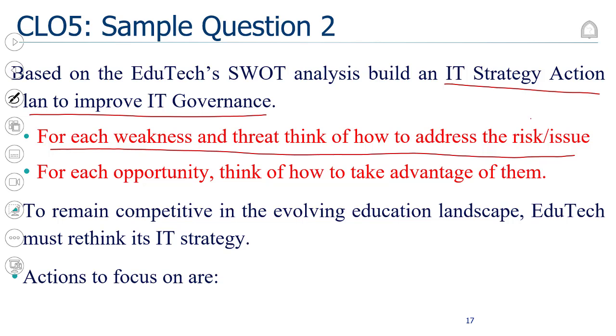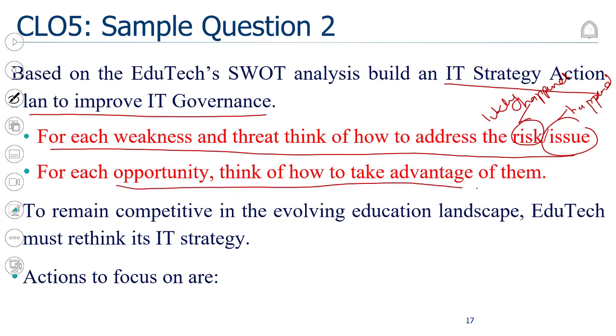Now, risk is very different. Risk has not happened, it is likely to happen. Issue is anything that has happened. For those of you who have done project management, you know the difference between the two. For each opportunity, think of how we could take advantage of them. So your action plan will always concentrate on your threats, risks and opportunities.